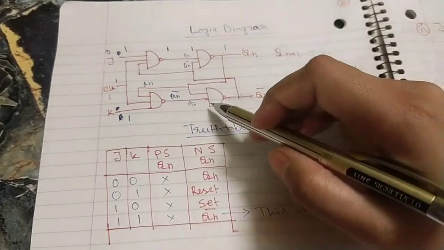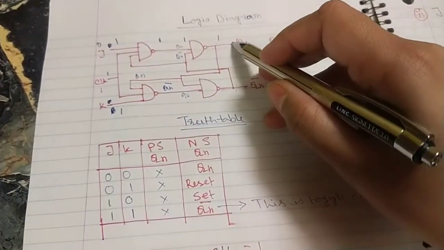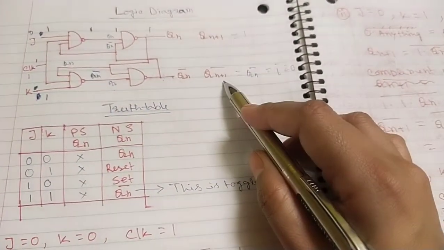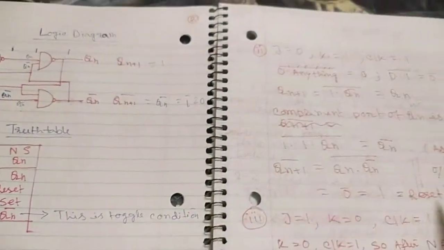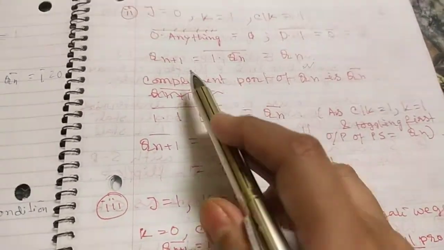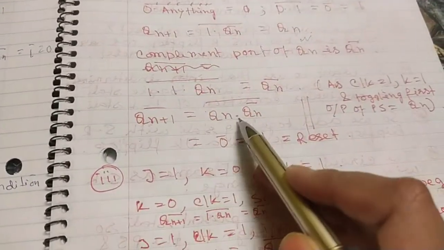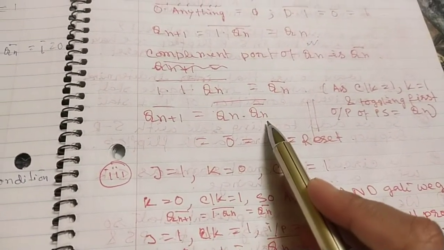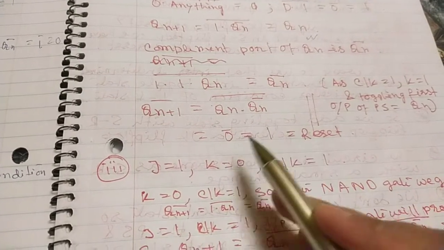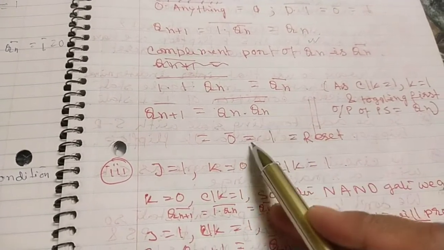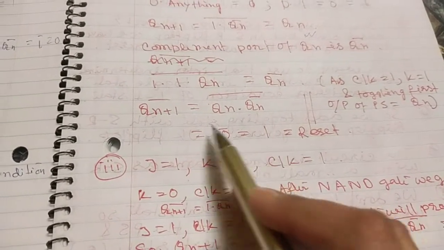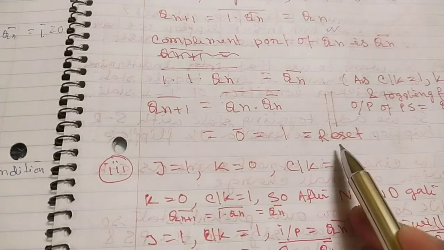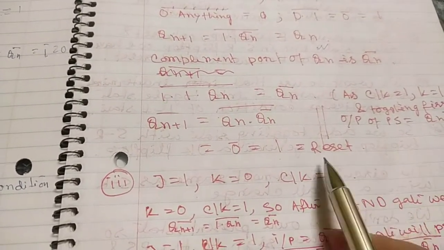So one input is Qn bar and the other input is Qn, so Qn dot Qn bar, then whole bar, that shall be our Qn plus 1 bar. Now Qn plus 1 bar equals Qn dot Qn bar, whole bar. From the Boolean algebra rules, A dot A bar equals 0, so Qn dot Qn bar equals 0, and 0 bar equals 1. When Qn plus 1 bar equals 1, that is high, so this function is now reset and set equals 0, and this is the reset.